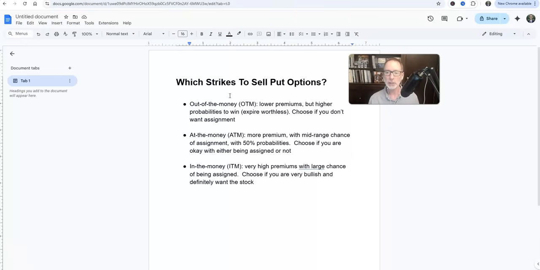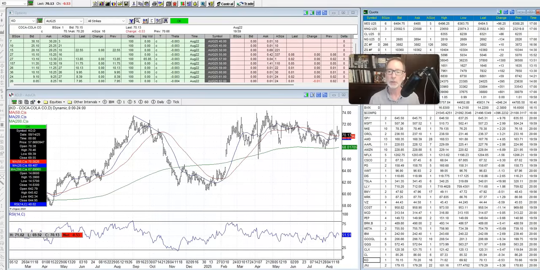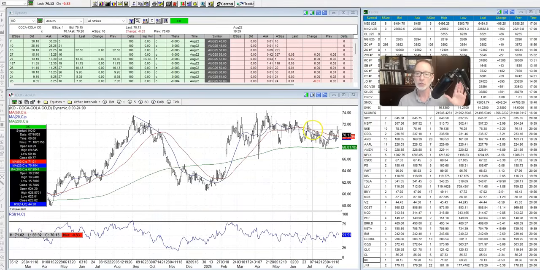So let's look at a couple examples here. We're going to look at Coca-Cola and we're going to look at Tesla, two very, very different types of stocks that pay very different amounts for all the strikes concerned. And I want you to understand what the probabilities are of you potentially having to buy those shares of stock. So number one, let's look at the stock charts. Let's pull this up. So let's just say that you've decided that you want to sell put options. You want to create this income for yourself, and you're not really sure if you want to buy the shares yet.